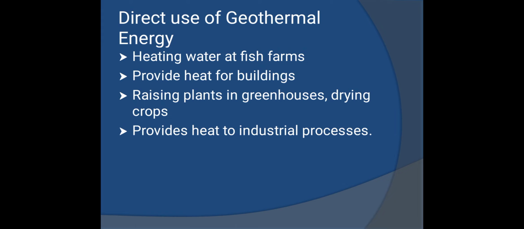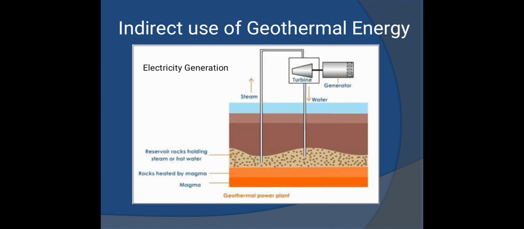Direct use of geothermal energy. Heating water at fish farms, providing heat for buildings, raising plants in greenhouses, drying crops, and providing heat for industrial processes. These are the direct uses of geothermal energy. Next we'll go to the next topic.